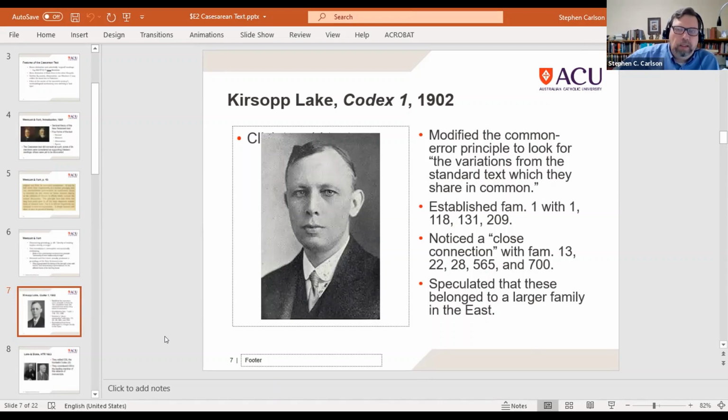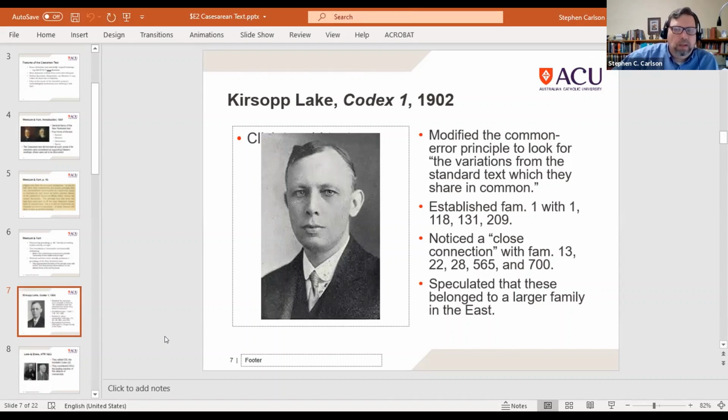But at any rate, he identifies a family one with 118, 131, 209. And I think now we would add 1582 to it. We have a New Testament textual critic, Amy Anderson, who's been spending most of her career doing family one in the variety of gospels. And so we're getting a more modern, more rigorous treatment of that.